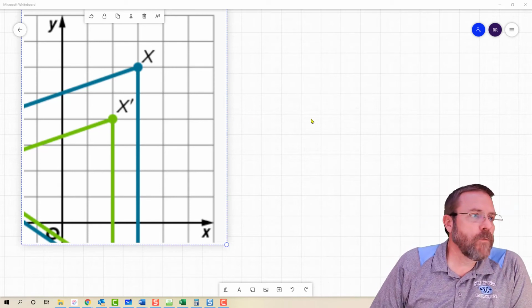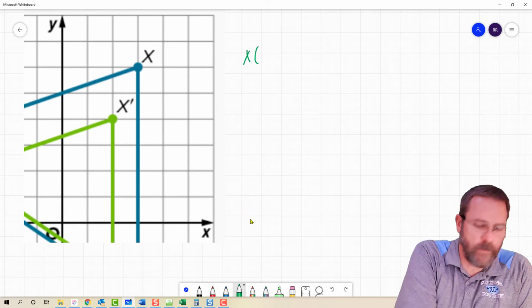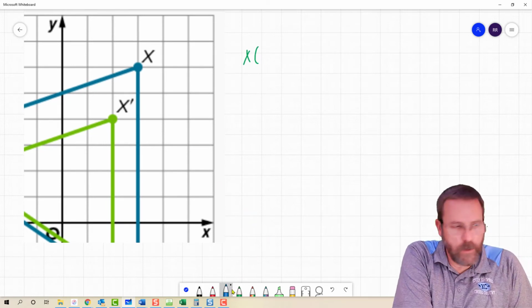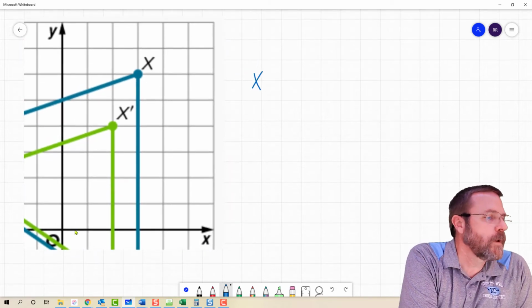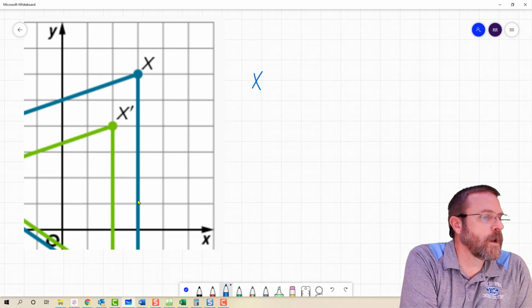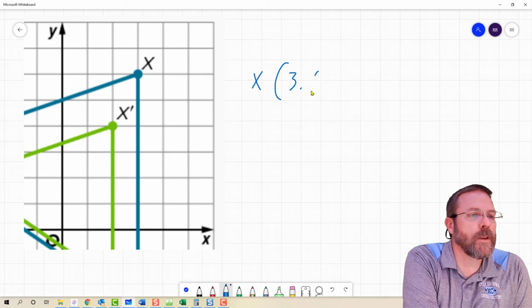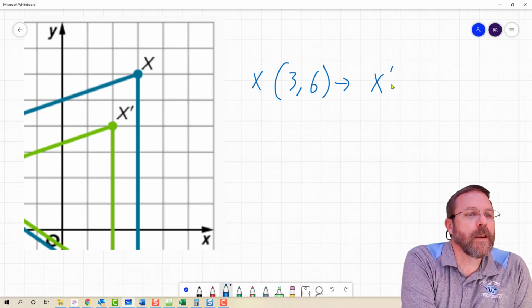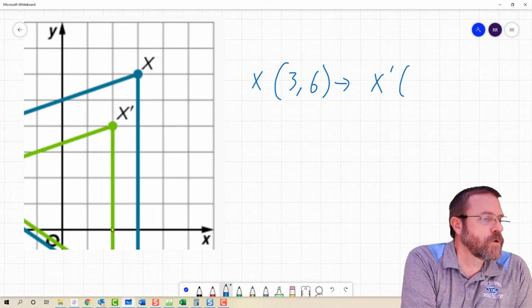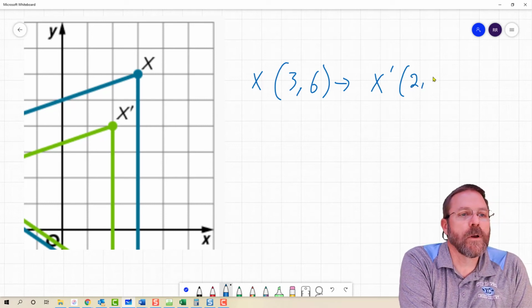So, I'm going to start off with point X, and X has the coordinates that you can see here. Let's make that blue, since we're dealing with the blue triangle first. So, X has the coordinates of run 3, rise 1, 2, 3, 4, 5, 6. So, it has coordinates of 3, 6, and we need to figure out how we're going to get to X prime, and X prime has the coordinates of 2, 1, 2, 3, 4, so 2, 4.